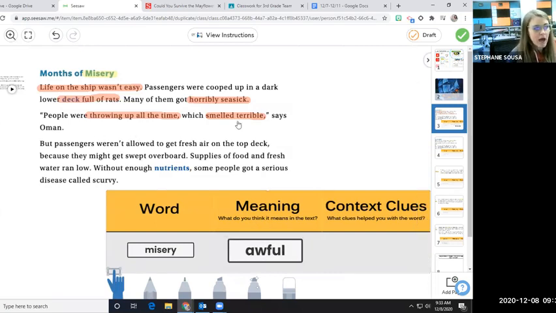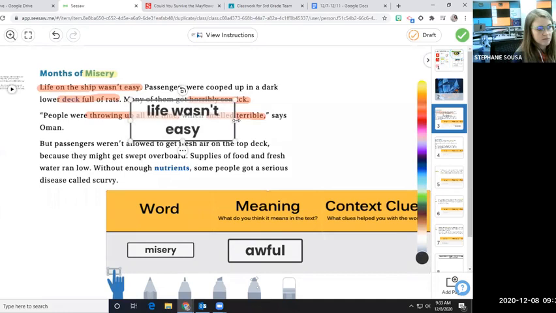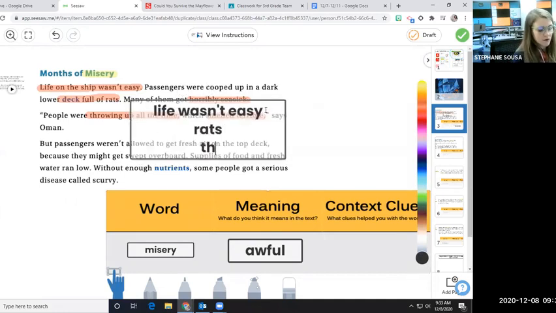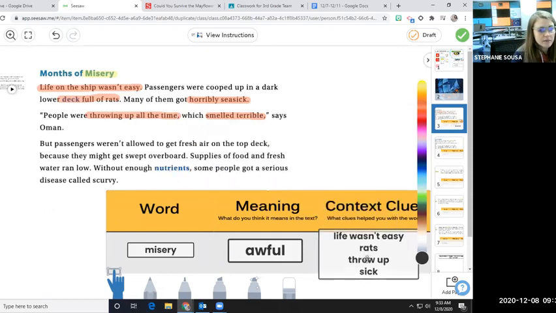In the clues that helped me, there were quite a few clues. Life wasn't easy. There were rats. There was throw up, and people were sick. Those all sound like awful things to me. So those are the clues that helped me figure out what it means. Jared, as long as what you're putting makes sense and fits within the context, that is fine.